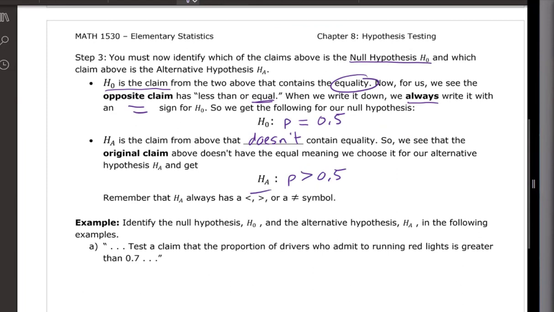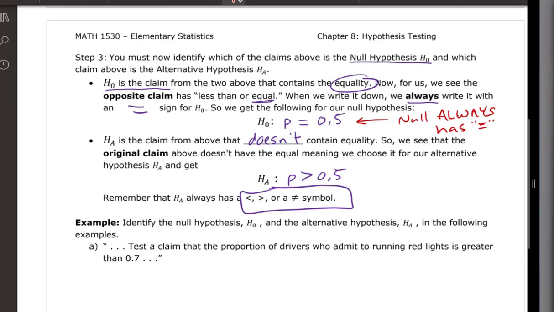One thing to keep in mind is the alternative hypothesis will always have one of these three symbols, whereas the null hypothesis always has equal. And that's often a good way to eliminate some choices on your homework assignments. You can get rid of answers that have H0 having a symbol that's not an equal sign. You can always get rid of those choices right there.